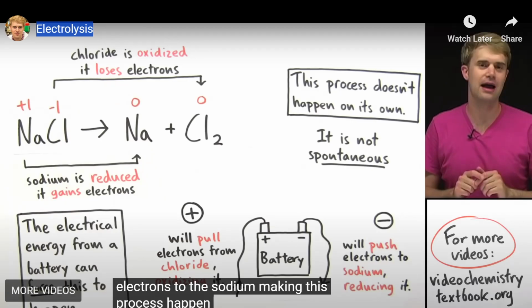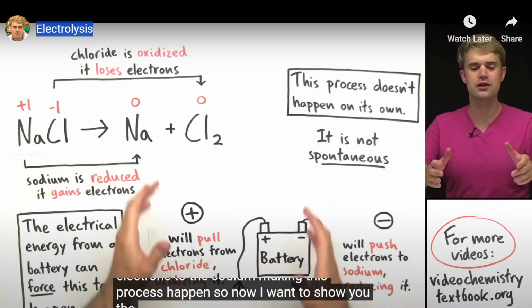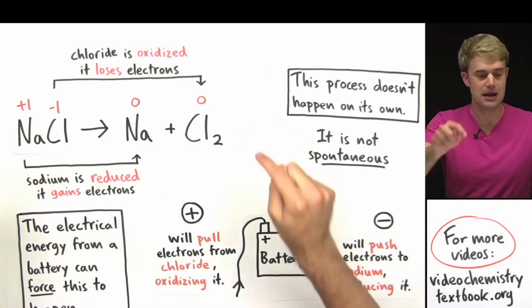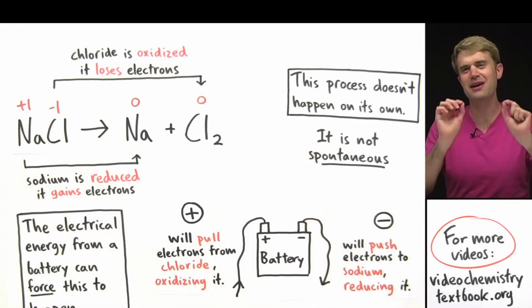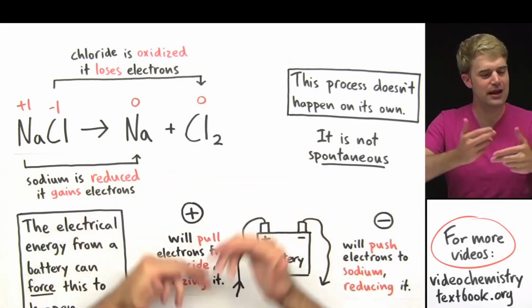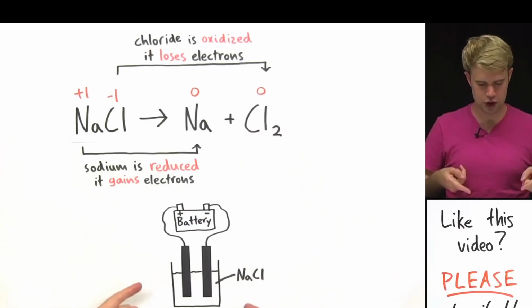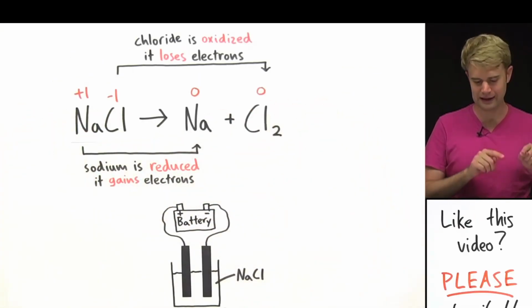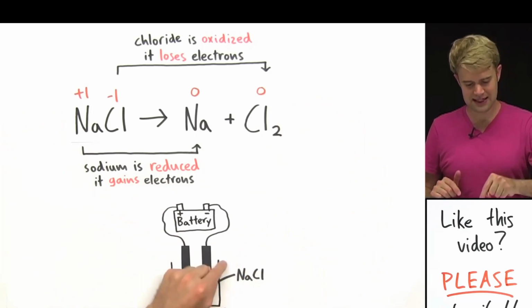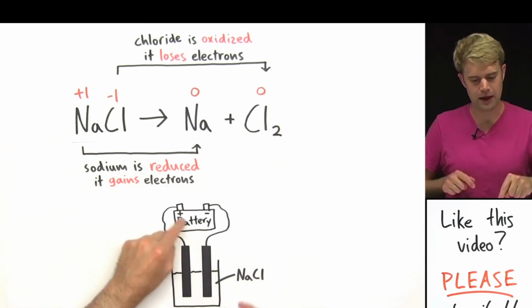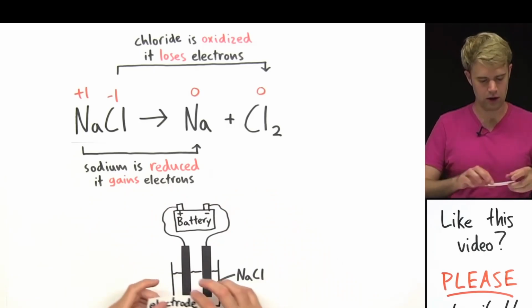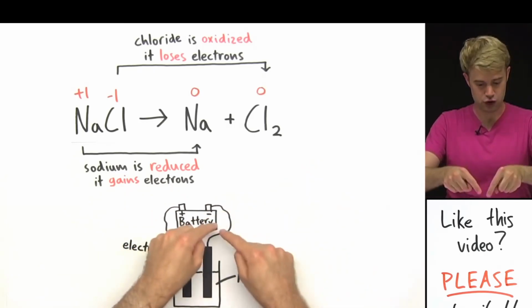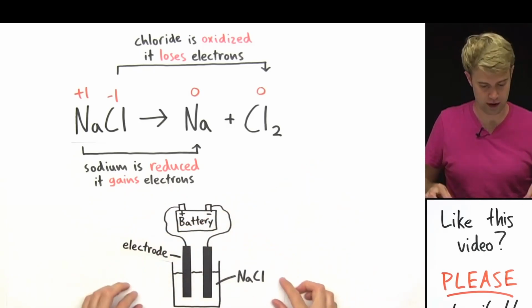Okay, cool. So now I want to show you the device that we use to do electrolysis and make this process happen. And then I want to use our atomic vision to see the atoms and electrons and how they move during this electrolysis process. So here's a picture of the device. This is called an electrolytic cell, and it's got a couple of different parts. First, we got this container that's full of the sodium chloride. Then we got a battery, and the two sides of the battery are hooked up to what we call electrodes. The electrodes put electrons into the sodium chloride, and they pull the electrons out.